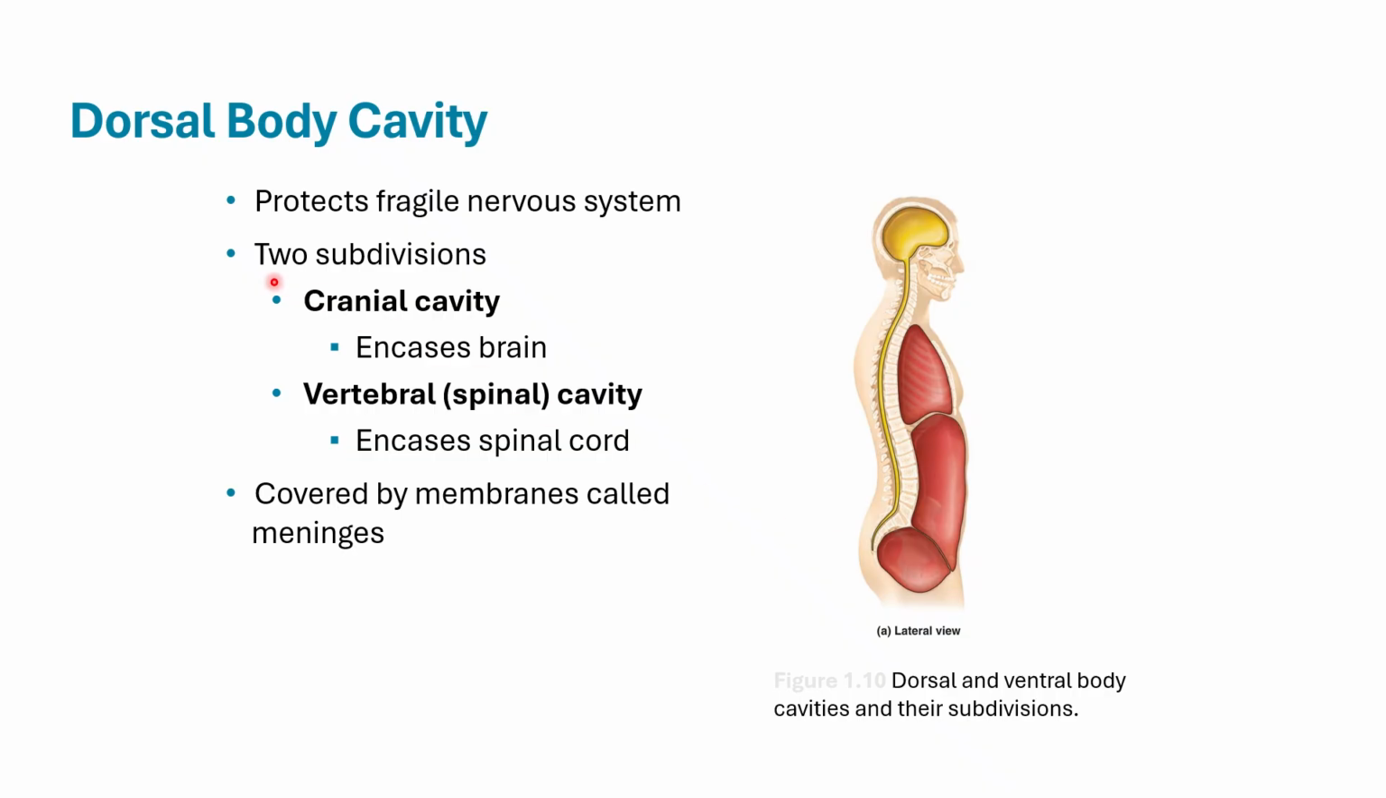So there's two subdivisions, the cranial cavity, which encases the brain, that would be up here, and the vertebral or spinal cavity, which encases the spinal cord, right here. These are covered by membranes called meninges.